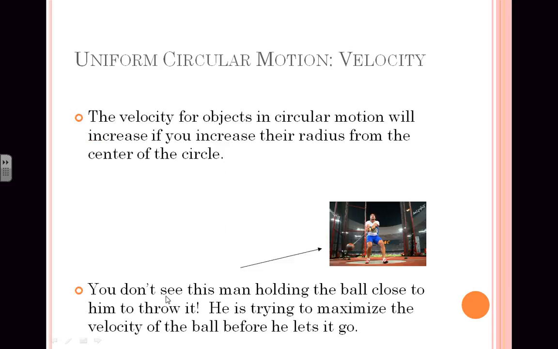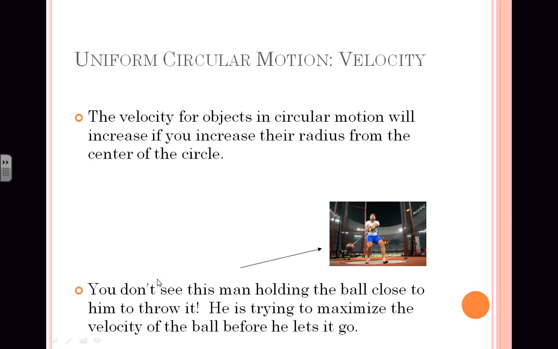All right, so another important thing to note is that the velocity for objects in circular motion will increase if you increase the radius from the center of the circle. So as you get further away from the center of the circle, you're going to increase the speed that you're traveling. We talked briefly about how this works with different rides like the merry-go-round, where as you get further away from the center, you would increase the speed that you're traveling. Obviously, this isn't a good thing if you don't want to get dizzy.